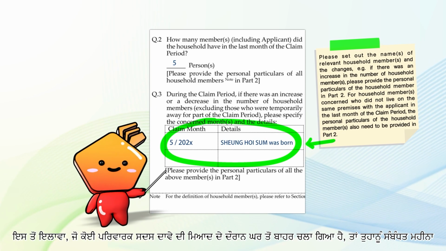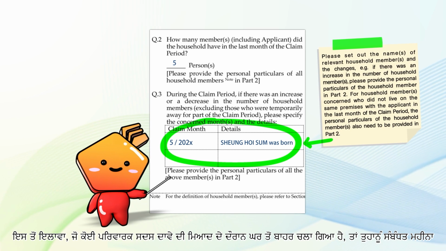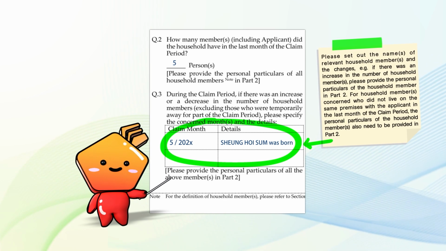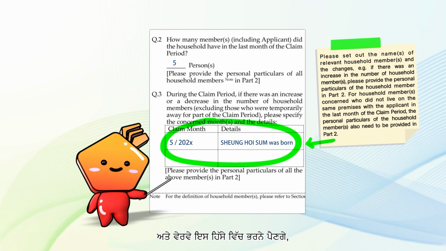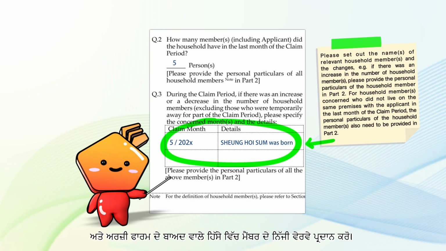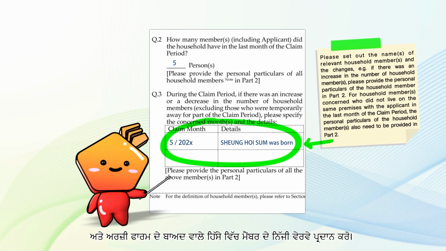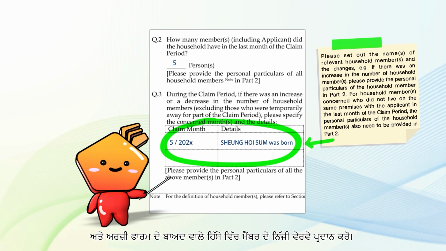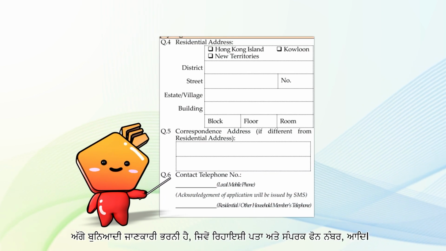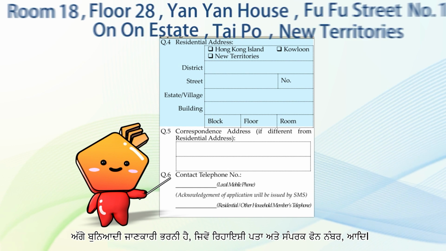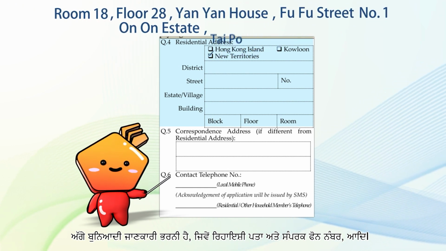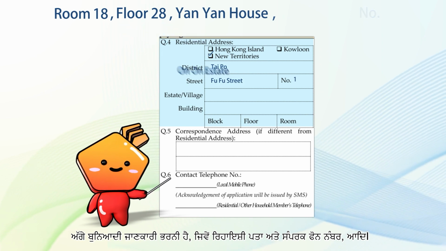In addition, if a household member moved out from the household during the claim period, you need to fill in the concerned month and details in this part, and provide the member's personal particulars in the latter part of the application form. Next is to fill in basic information, such as residential address, contact phone number, etc.